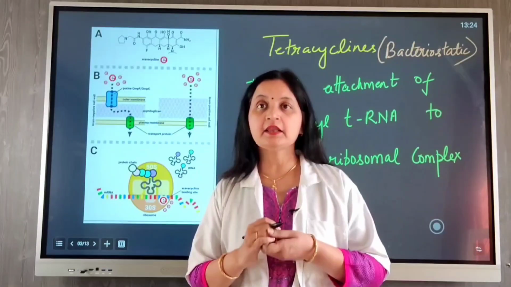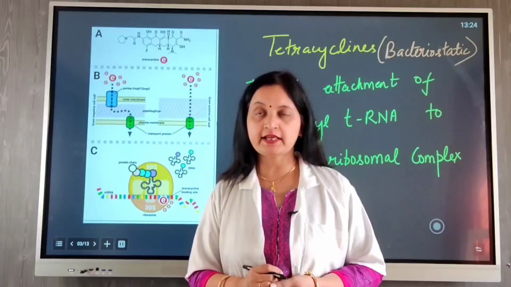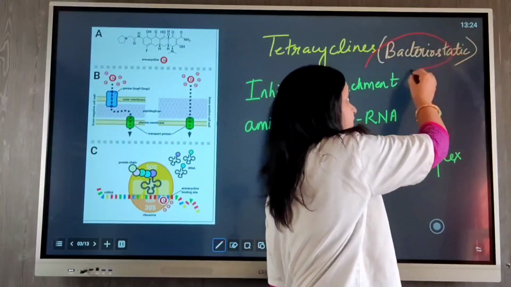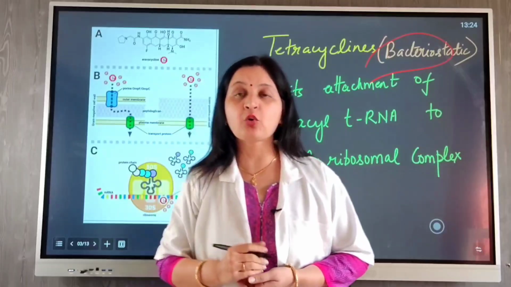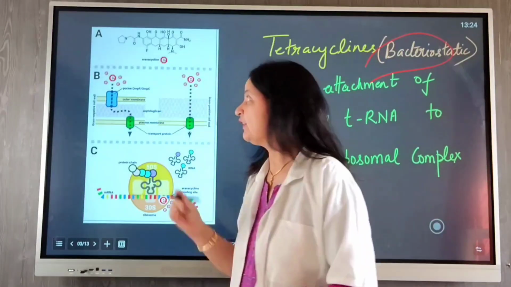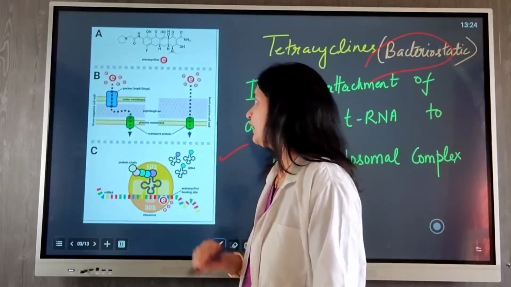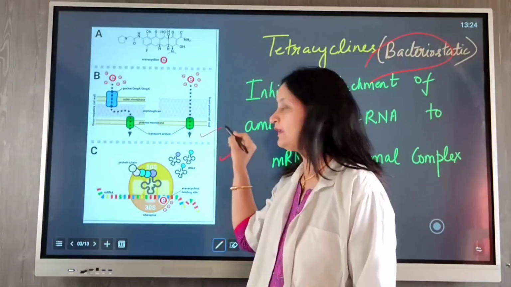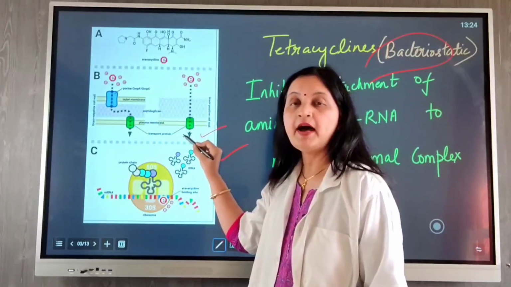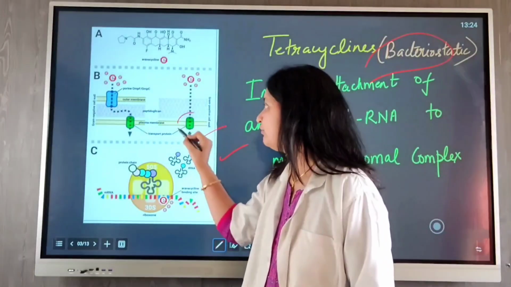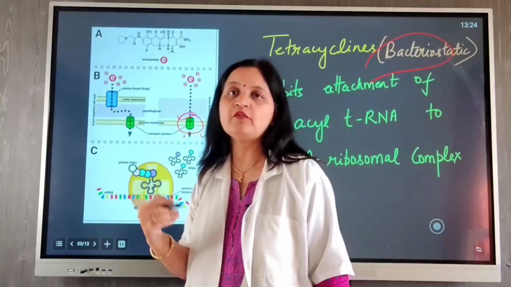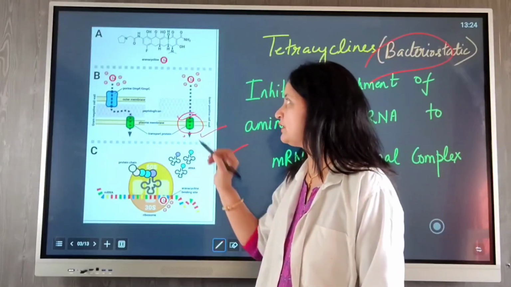Now let's understand the mechanism of action of tetracycline. Tetracyclines act as bacteriostatic agents, which means that they inhibit the growth and multiplication of bacteria. So how do they work? The figure shows the mechanism of action of tetracycline. In gram-positive bacteria, tetracycline enters into the cytoplasm by an energy-dependent active transport system. So there is a carrier system which helps in the transport of tetracycline into the bacterial cell.